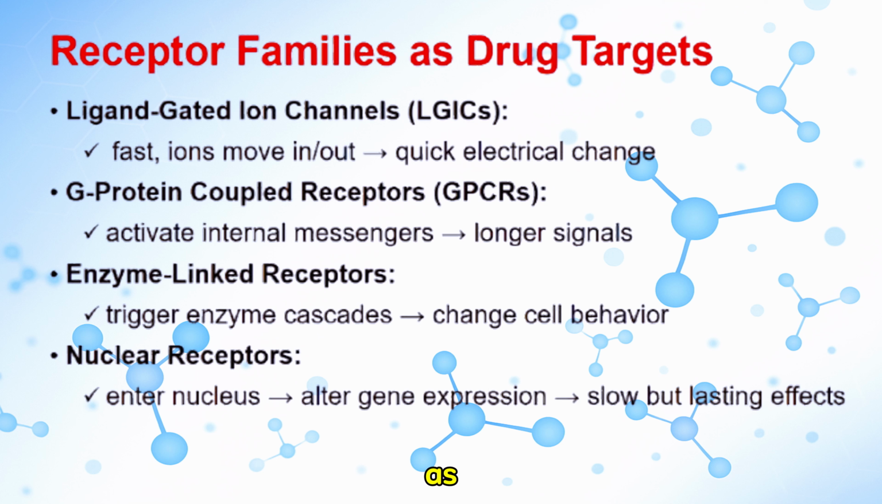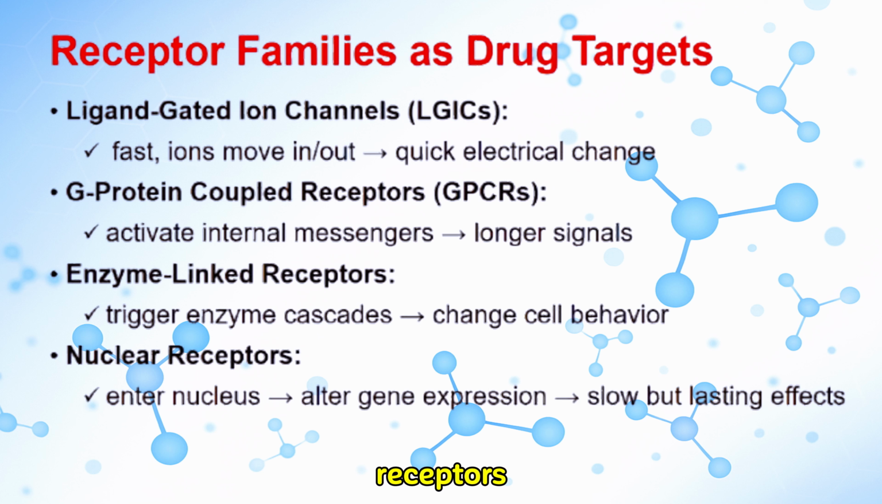Receptor families as drug targets. There are four main types of receptors that drugs act on. First, ligand-gated ion channels. They respond quickly by opening or closing to let ions move in or out of the cell. This changes the electrical activity of the cell within milliseconds. Second, G-protein coupled receptors. They activate internal messenger systems through helper proteins called G-proteins. These signals often affect many parts of the cell and may last longer.